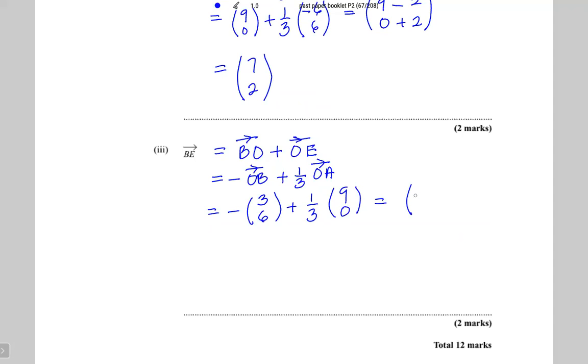So this is minus 3 plus 3, because multiplying by 1/3 is the same as saying divide by 3. Minus 6 plus 0. 0 divided by 3 is still 0. So BE is minus 3 plus 3, which is 0, and minus 6 plus 0 is minus 6. All right. And that would be the end of the question.